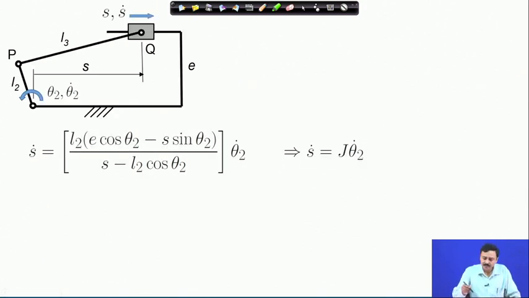We write this expression in a compact form as I have written on the right. S dot is J times theta 2 dot, where J is the scalar Jacobian, and the expression of the Jacobian you have is here. So, this is the Jacobian.